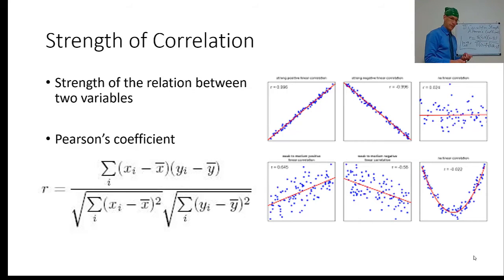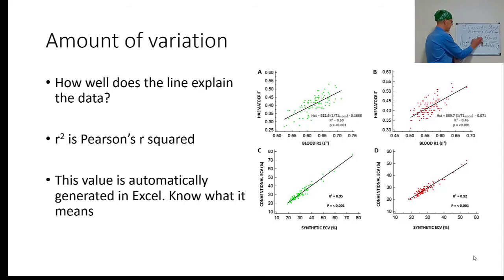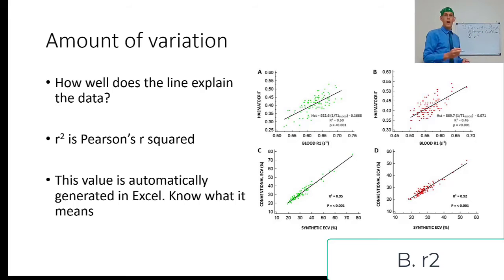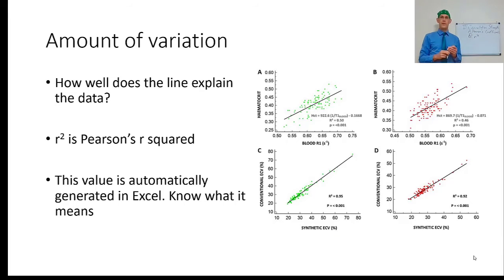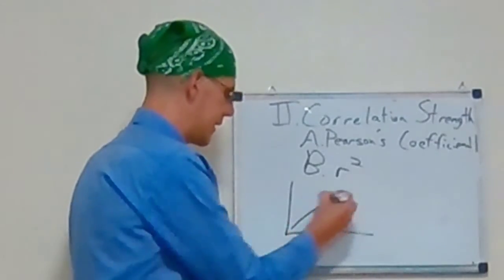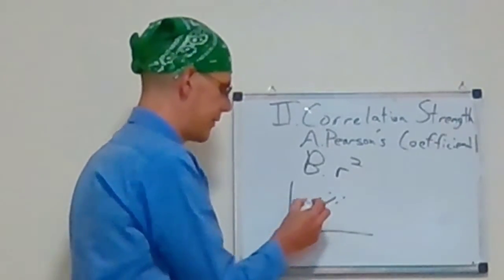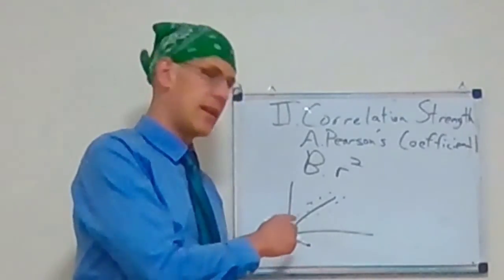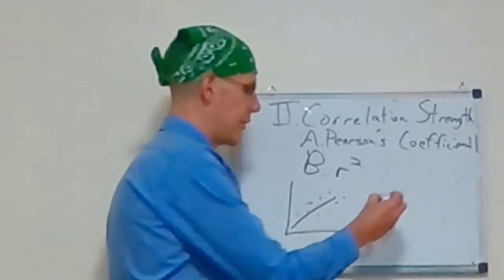Want something easier? Me too. So let's discuss R squared. R squared is when you take Pearson's R and multiply it by itself. Okay? It's useful because what R squared does is it tells us how well the line that we may make for data points explains the variation in the data.